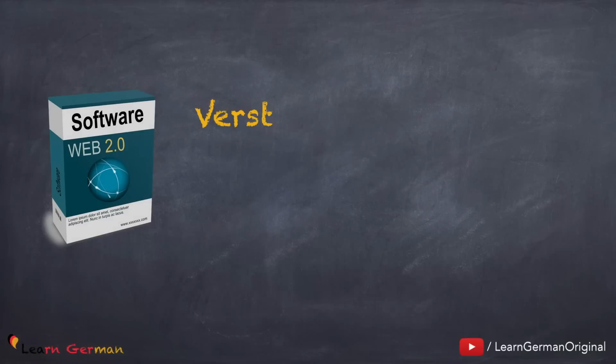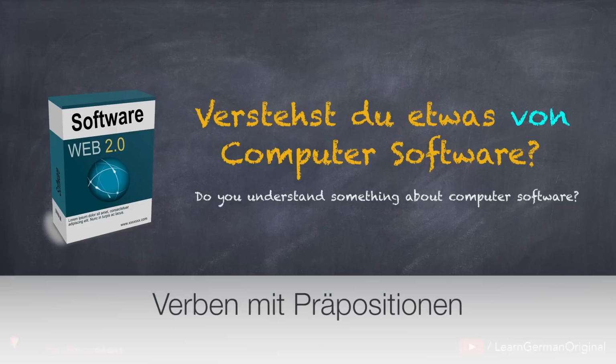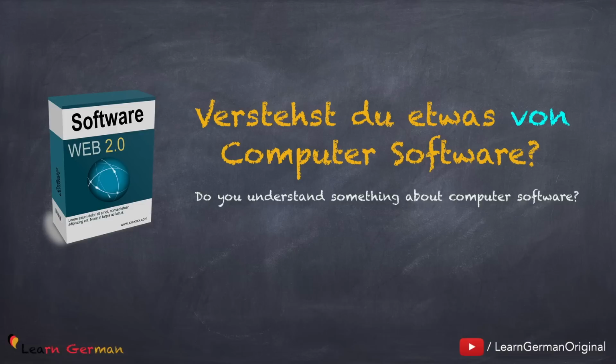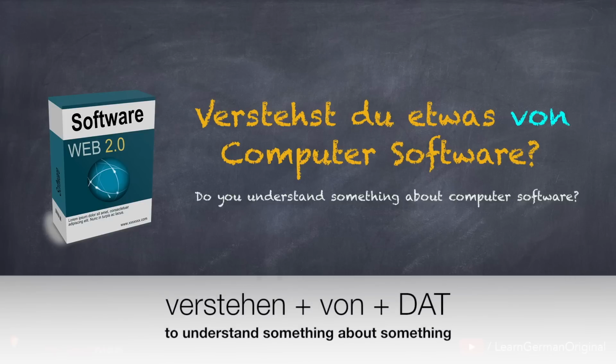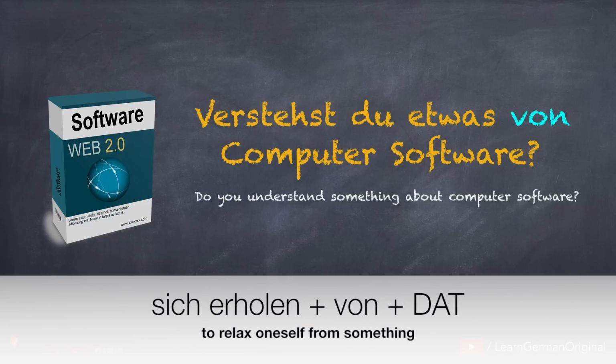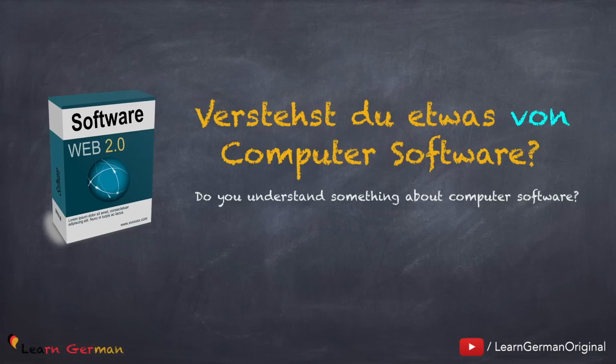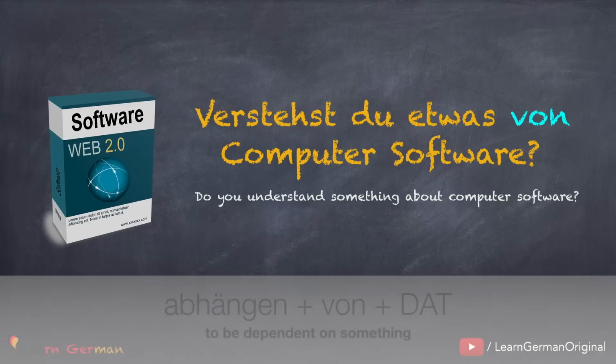Some verbs in German take some specific prepositions. These are known as Verben mit Präpositionen. So there are a few verbs that take von as the preposition. For example, verstehen von. Verstehst du etwas von Computersoftware? Some other verbs that take von as the preposition are sich erholen von, hören von, abhängen von, etc.